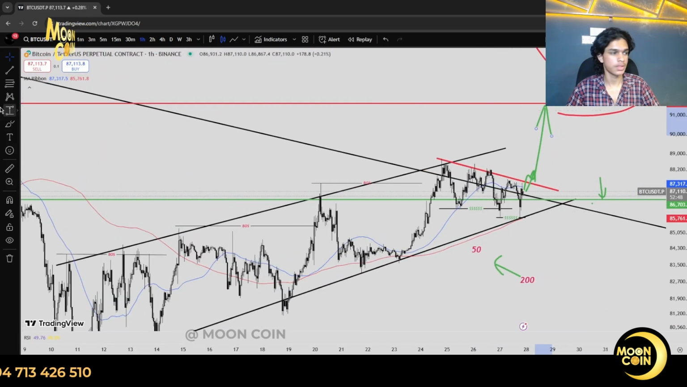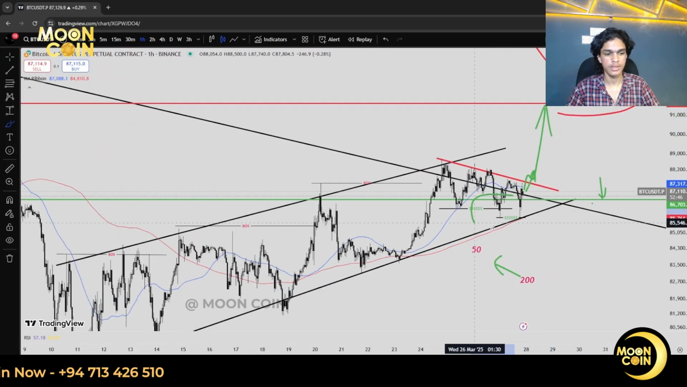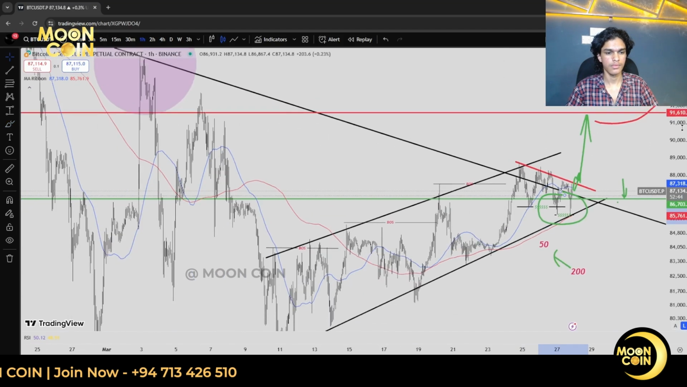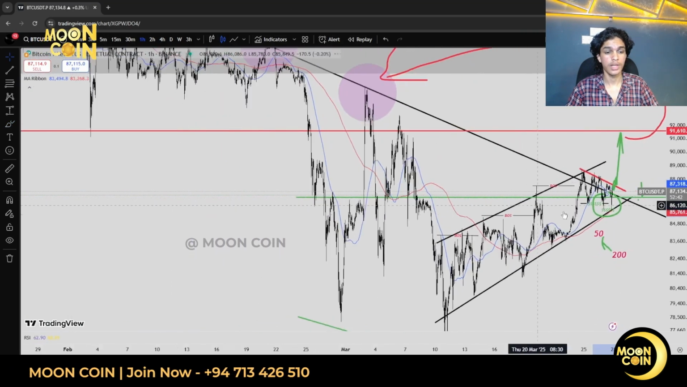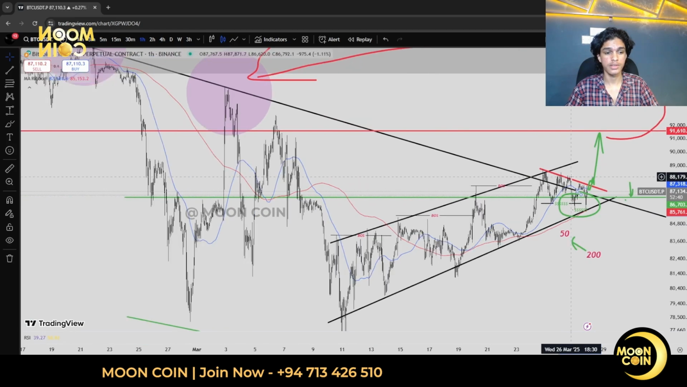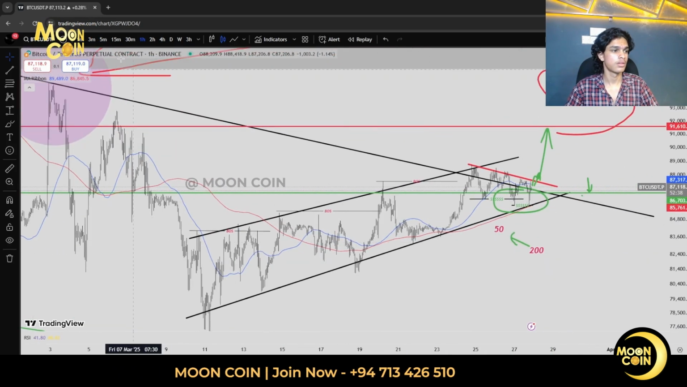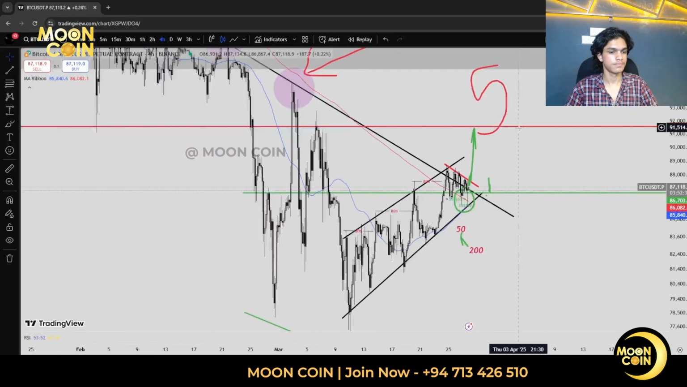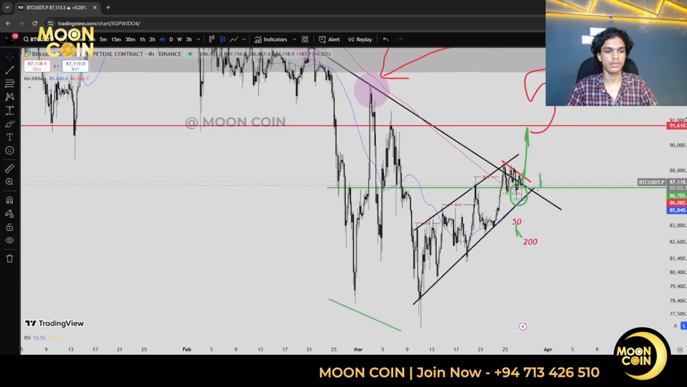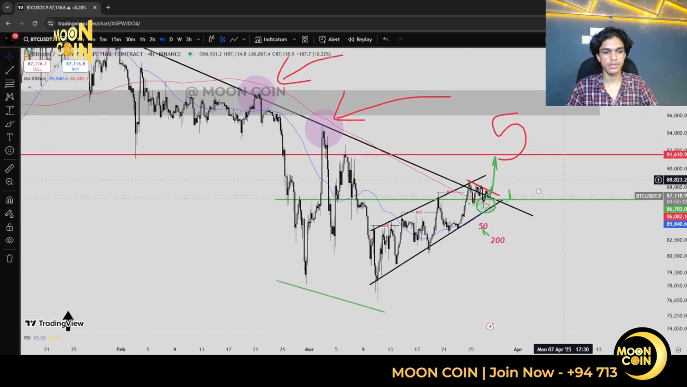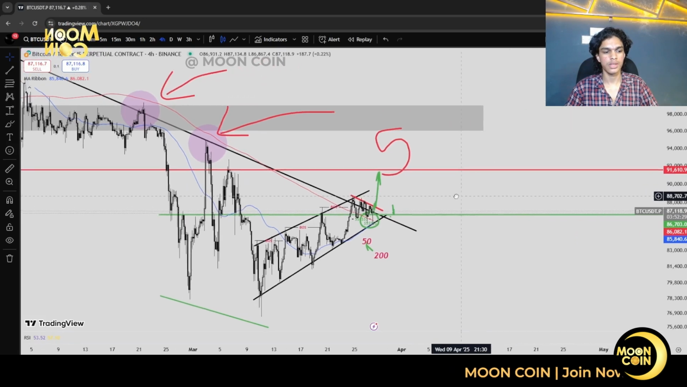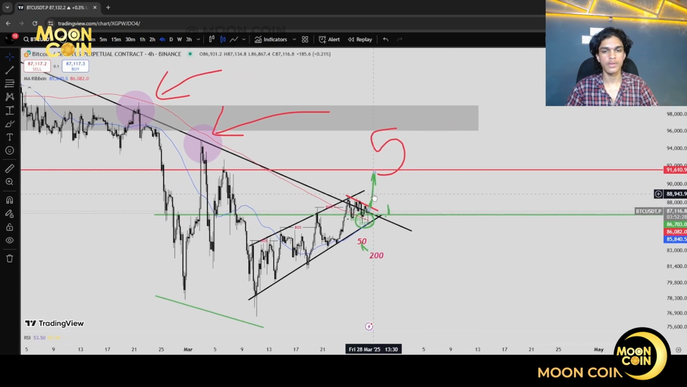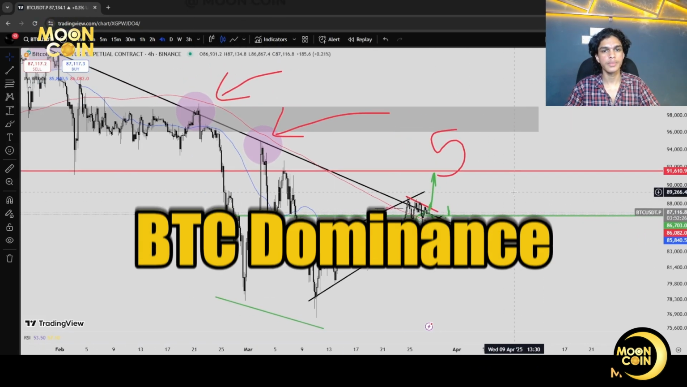We have so many rejections here, you can see that, and we have the structure breaks also. It is very beautiful, and we have this channel pattern. So it's a good indication for a rally towards the upside. Okay, so have an eye on it, and let's go to the BTC dominance chart.